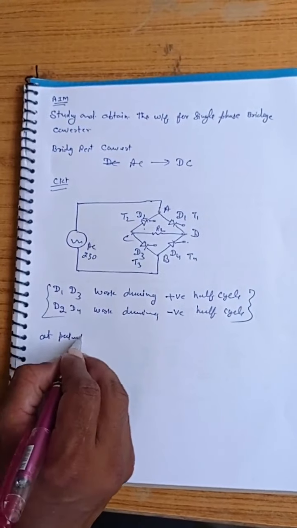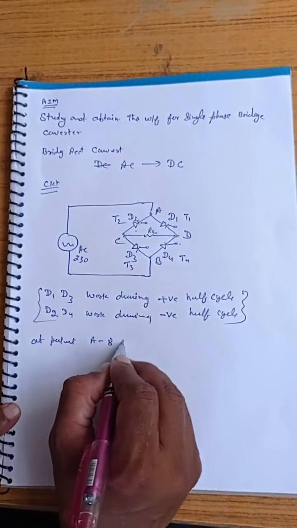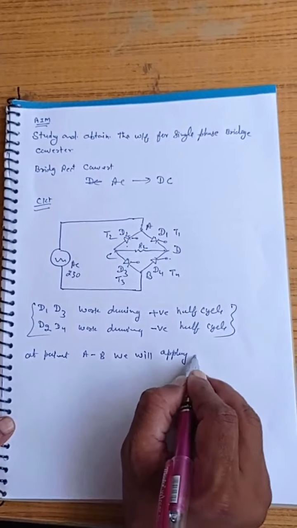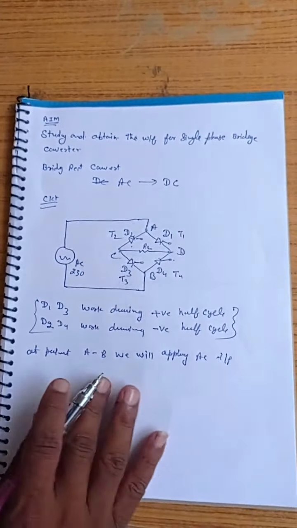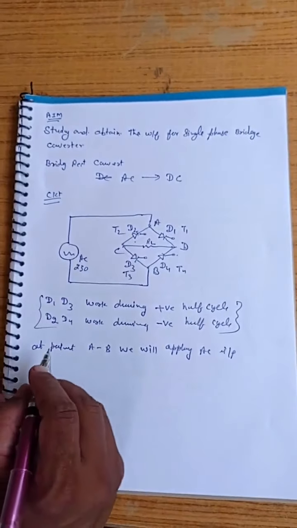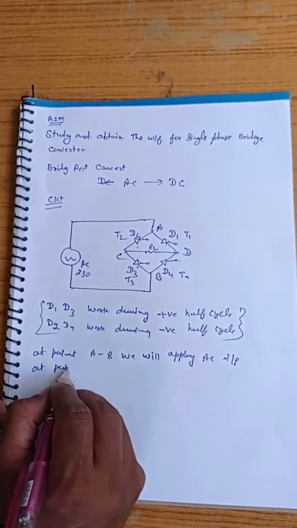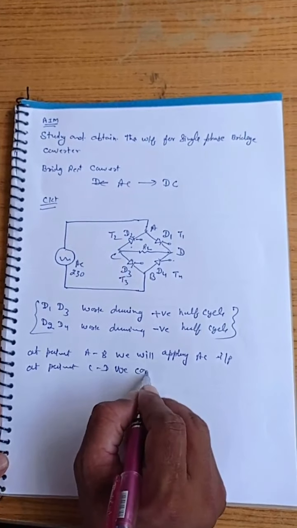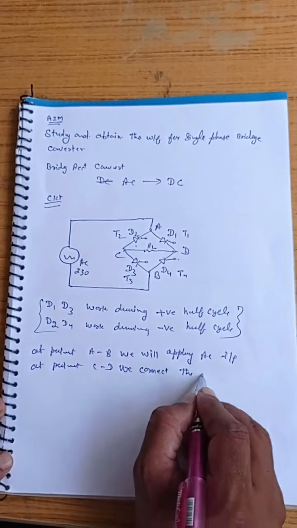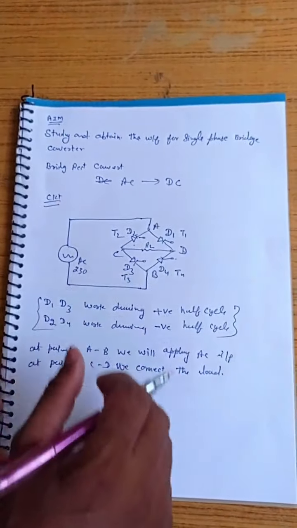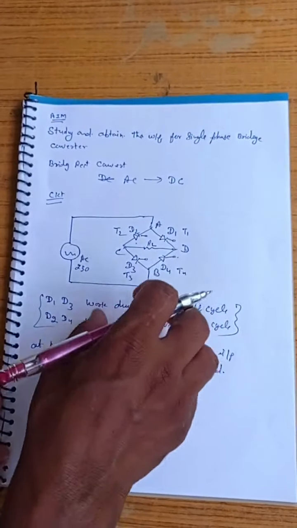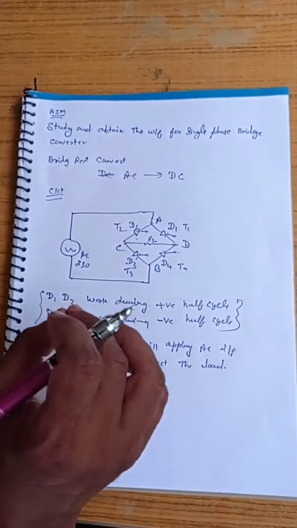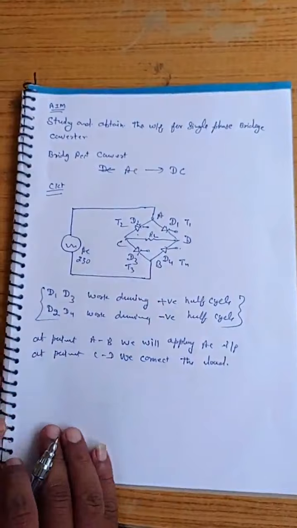At points A and B we will apply the AC input signal. At points C and D we connect the load. So the student will be able to know by using the theory where the connection will be done. I will explain in a very simple way where we apply the AC signal and where we apply the load.